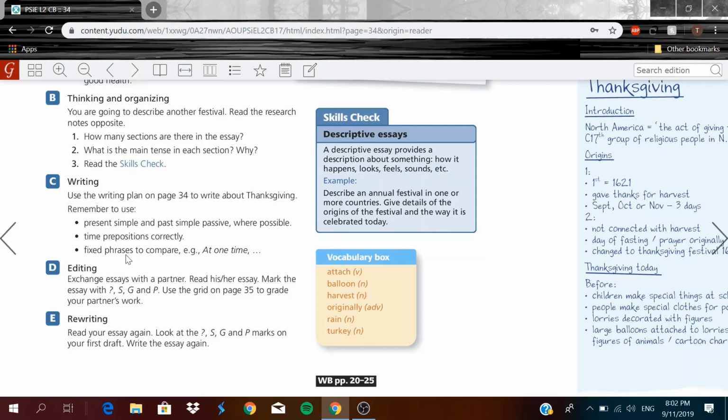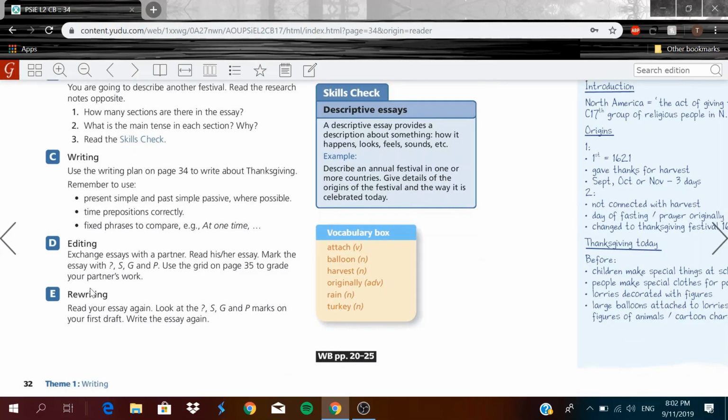And you could use fixed phrases to compare. So for example, at one time, and I talked about this a couple minutes ago in the other lesson, okay? So that's writing. Then we have D, editing. This one's again entirely up to you, because here the book wants you to compare your essay with your partner. If you're with your partner, you can give different markings and other systems with your friends. But for now, I don't think you need to do that. You just have to research and write your own descriptive essay, right?